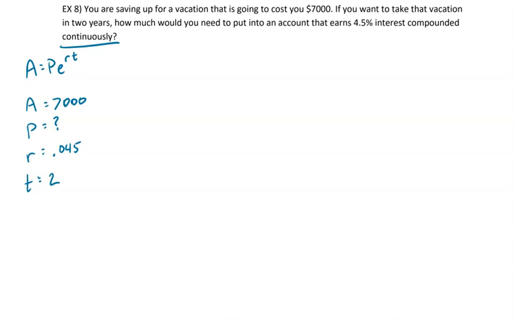All right, so let's go ahead and plug all of that in. So we have 7,000 equals P times e to the 0.045 times 2. Okay, exact same idea as number 7. We have P times something. So to get rid of that, we're going to divide both sides by it.